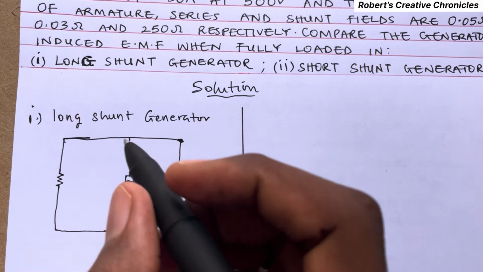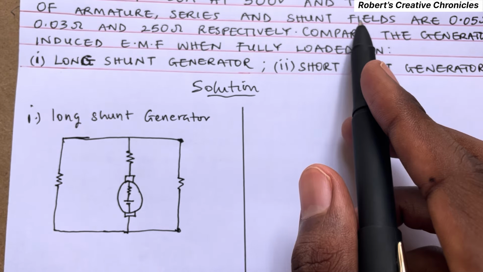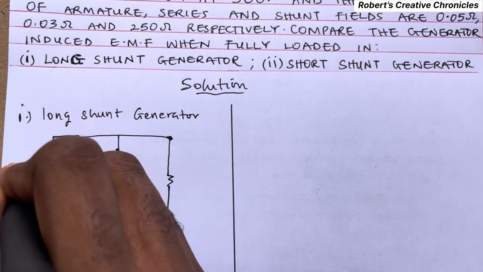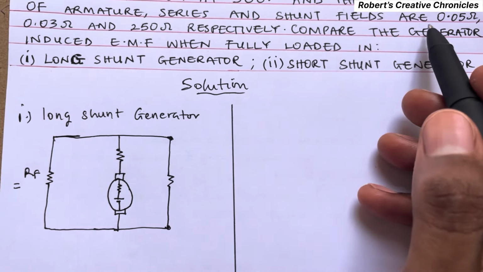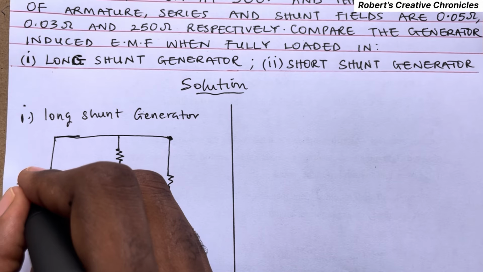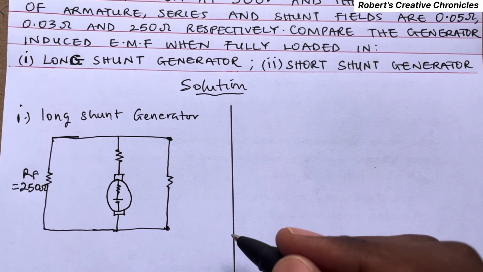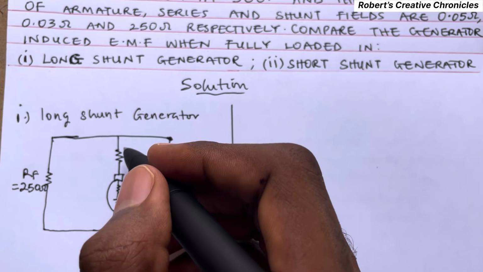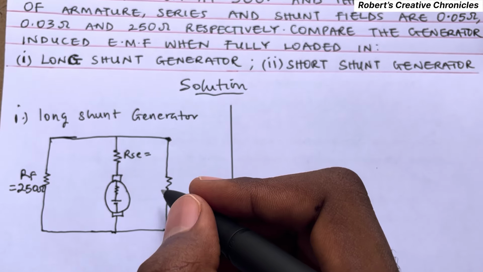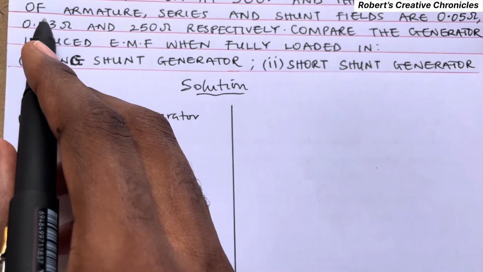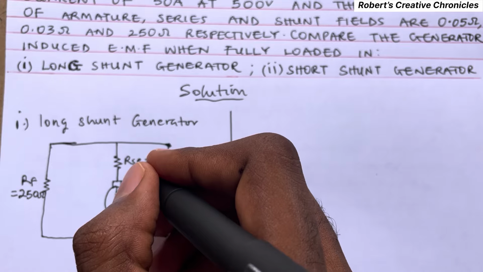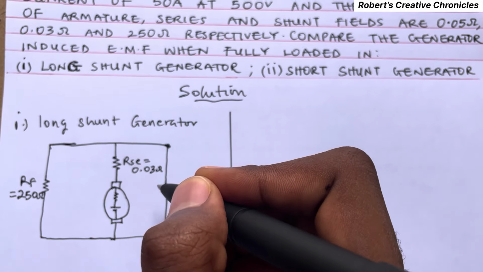Here is RF, the shunt field. So RF is equal to what? The shunt field is 250 ohms. Then here the series resistance is RSE. It's equal to what? The series resistance is 0.03 ohms.